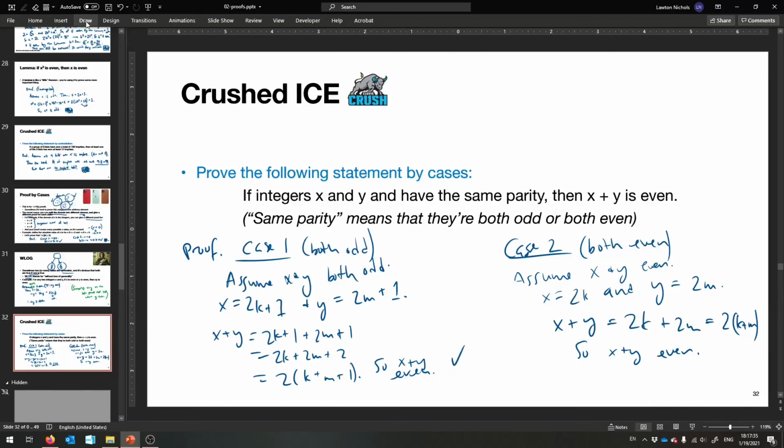Okay, so in each case, it follows through, and this covers same parity, and so we've proven every possibility, and so we've proven it for all x and y that have the same parity. Yeah? And that's it. We did it.